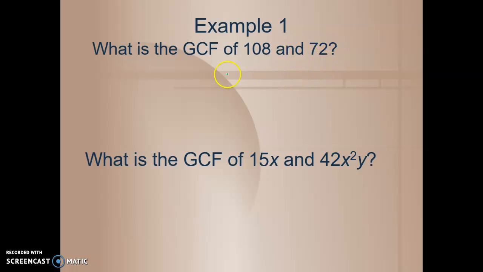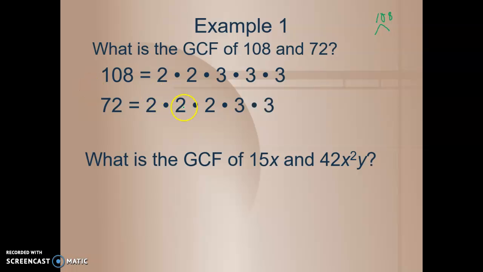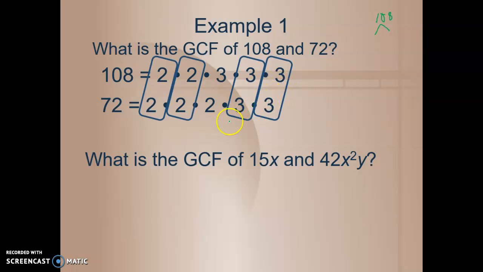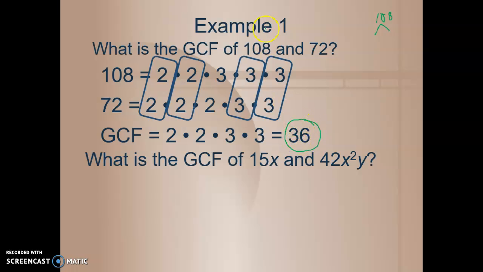To do that, the first thing that we're going to do is list the prime factors. So if we did a prime factorization of 108, it's already done here for you, but you can do that using a factor tree. We get 2 times 2 times 3 times 3 times 3. Then we're going to list the prime factors of 72: 2 times 2 times 2 times 3 times 3. We're going to circle what they have in common. So they have a 2, a 2, a 3, and a 3 in common. And our greatest common factor then is those 4 factors multiplied: 2 times 2 times 3 times 3. Our greatest common factor that they have in common is 36.